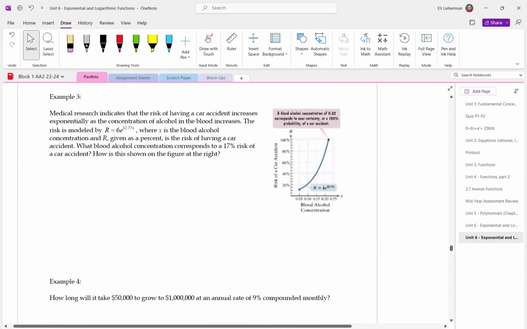Two more questions. Medical research indicates that the risk of having a car accident increases exponentially with the concentration of alcohol in the blood. The risk is modeled by R equals 6 times e to the 12.77x, where x is the blood alcohol concentration, and R, given as a percent, is the risk of having a car accident. What blood alcohol concentration corresponds to a 17% risk of a car accident? How is this shown on the figure at right?